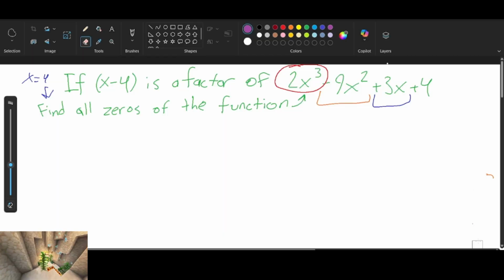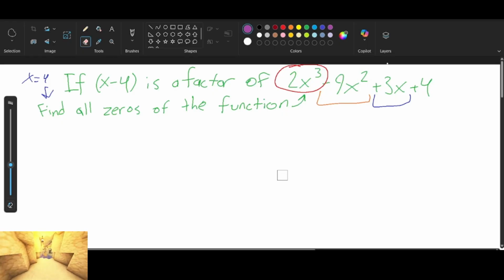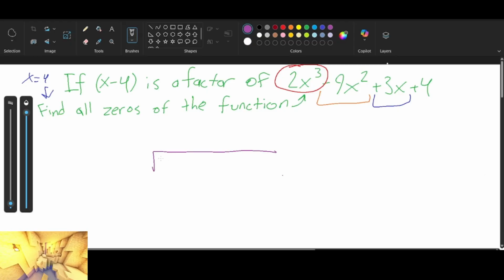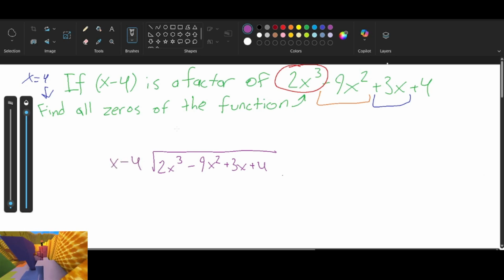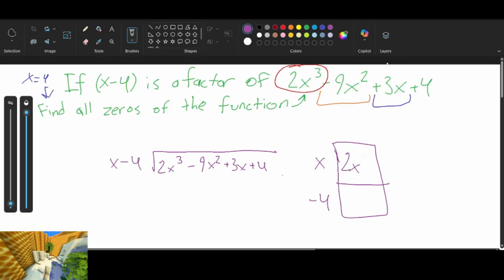Nope, it's there. So anyways, I know it's still all highlighted, but if I had 2x cubed minus 9x squared plus 3x plus 4, and I'm dividing by x minus 4, I've got to figure out, well, how many times does x go into 2x cubed? We've been talking about how we do our little tiny boxes, where x minus 4 is on the outside. I know 2x cubed is on the inside.